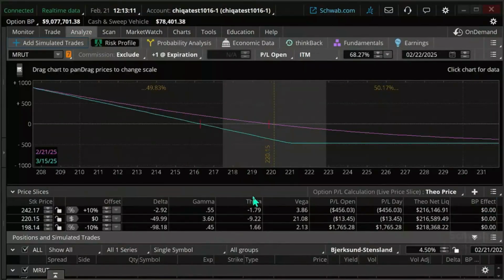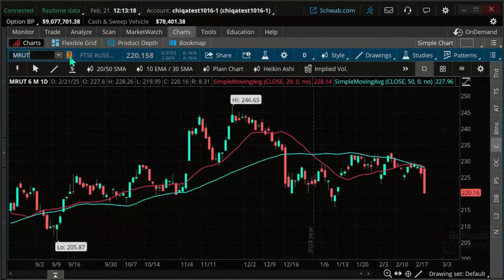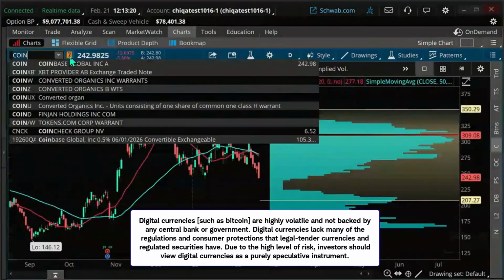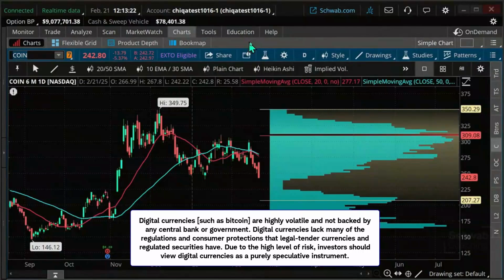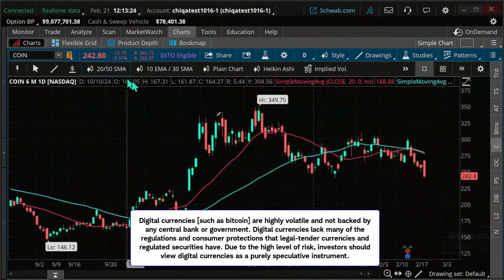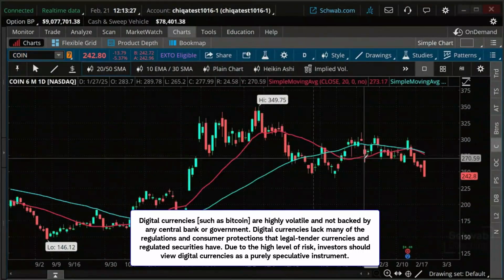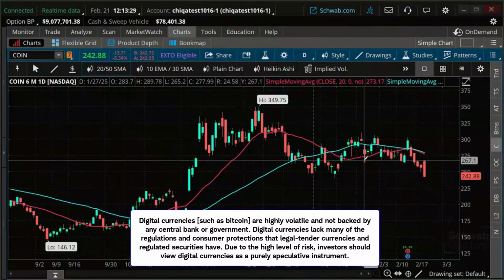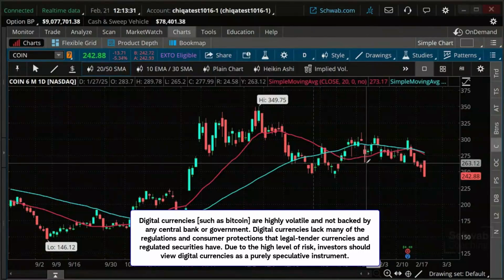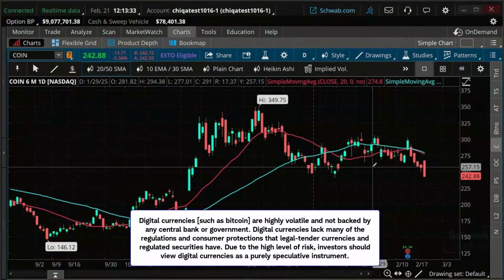Okay, let's look at a different trade here, just as a different example. We're going to add another leg onto this. I'm going to bring up Coinbase. This is a popular type of stock here. Let me get rid of that volume profile for a sec. I'll probably go back to that volume profile in a minute. But here's Coinbase. And bullish or bearish.